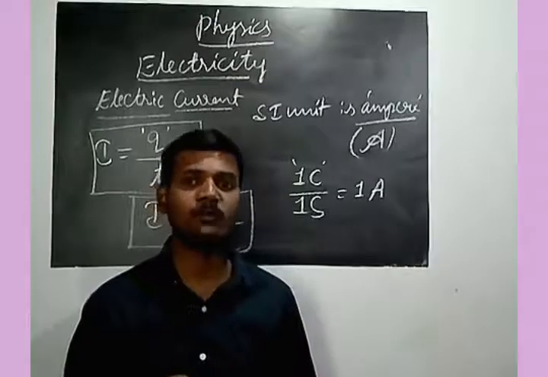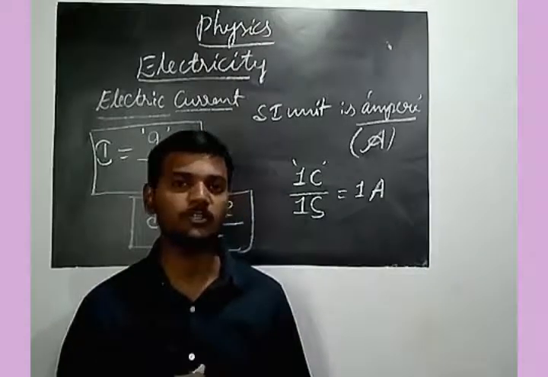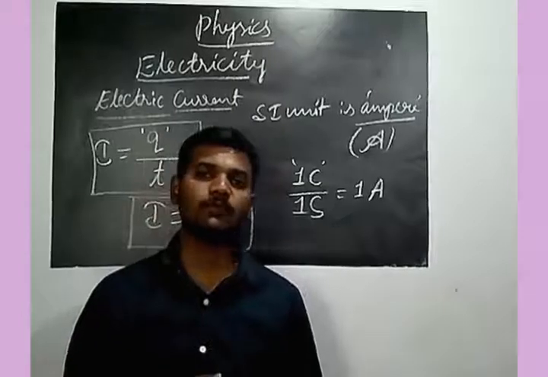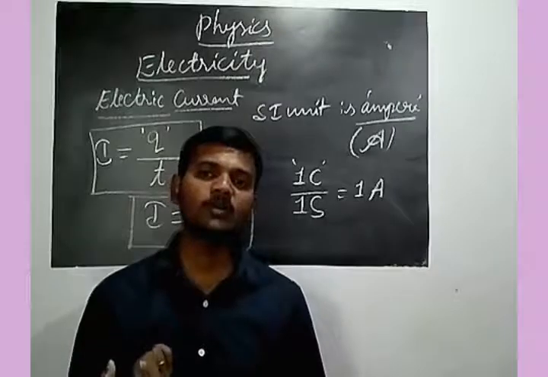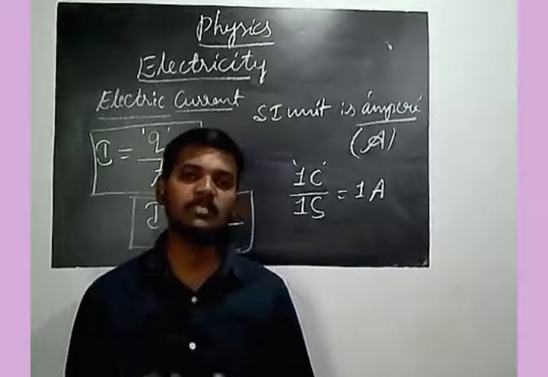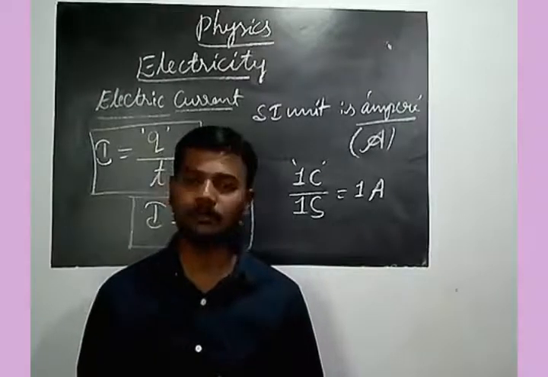This question will be asked in your examinations: define 1 ampere. So 1 coulomb of charge flowing in a conductor in 1 second is known as 1 ampere.